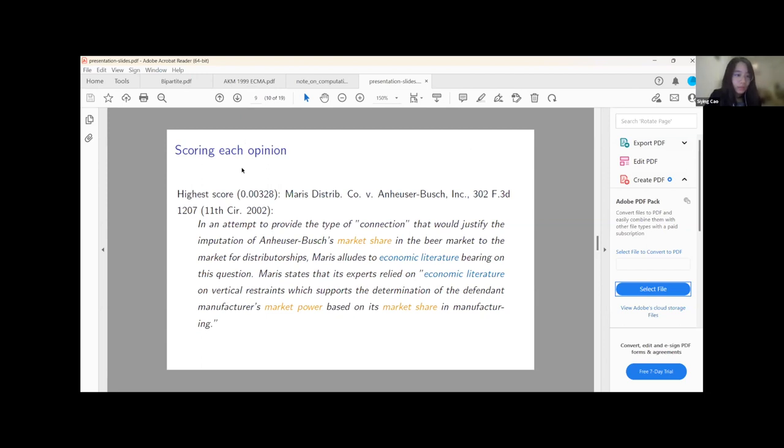And as I demonstrate, these economic words are indeed adopted by judges. If I look at the opinion that receives the highest score according to my methodology, then when you read this paragraph, you will immediately recognize that the judge is talking about market share, and he also refers to past economic literature to corroborate his argument. And that's just one example. In the paper, I also provide many more examples and validate the measure extensively using prior qualitative accounts as well as judge-level variation.